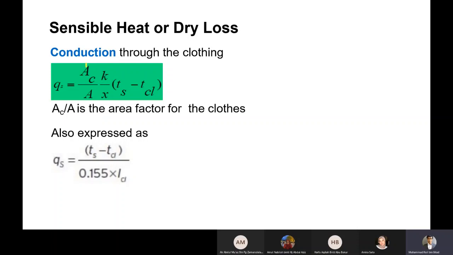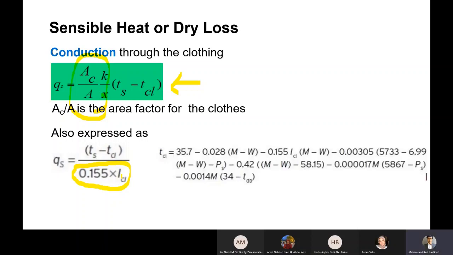But actually, we can simplify this equation because X, we can measure X. This equation is impractical. So we have a more practical equation. Q is equal to TS minus TCL. So it's basically the same thing here. All of this was simplified into this. We have a constant here, 0.155. And we have some empirical value that we can get from a table. I'll get back to the table later on.